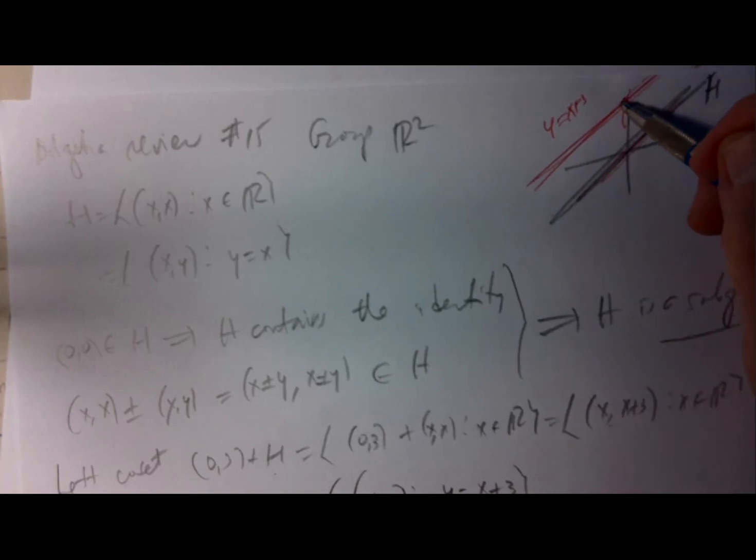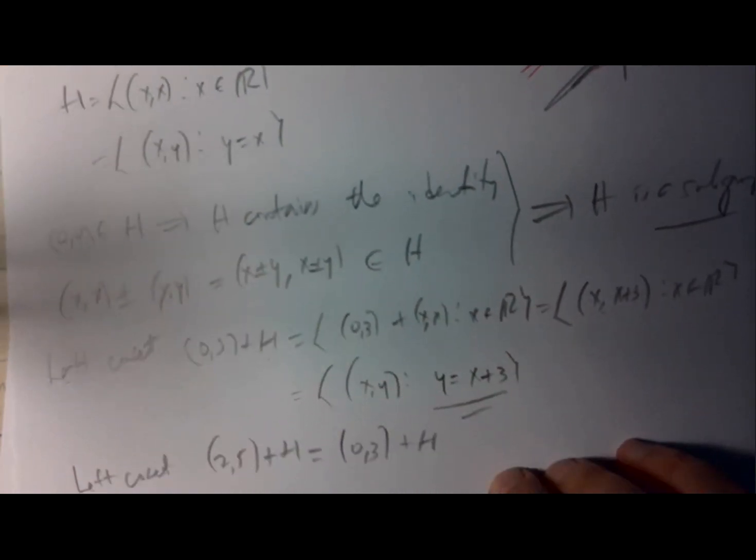Okay, thank you. And if you looked at the left coset 2, 5 plus H, it turns out it's exactly the same left coset, because on this line, you have the point 0, 3, but you also have the point 2, 5. So these two cosets are exactly the same.